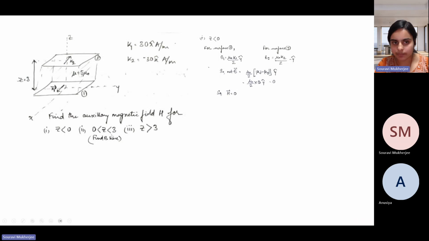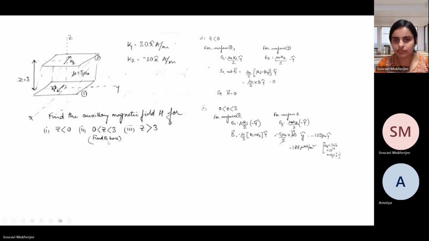Now what happens in between? Somewhere in between, you do the same trick. For the first sheet, the point is now below the surface, so if you have a current flowing here, the right hand thumb rule tells you the direction of the field. It goes in a counterclockwise fashion, and so above the plane it should go in minus y direction. And that's what you get.